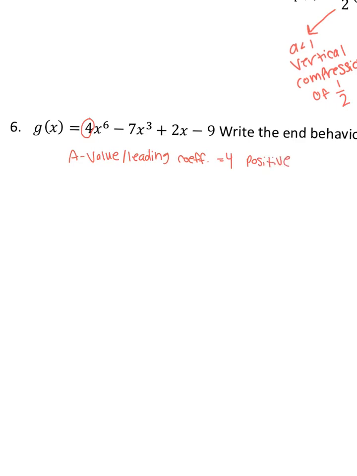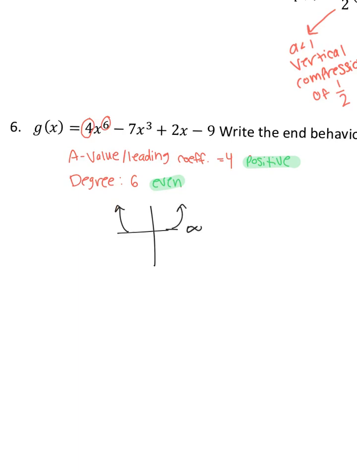And then I'm going to look at my exponent. That is my degree. If my degree is 6, that's an even number. So the words that I'm going to pay attention to here are positive and even. So an even graph, or an even polynomial, has both ends of the graph pointing in the same direction. So I know that they're either going to both be going up or both be going down. The fact that the leading coefficient is positive means that they are both going to be going up. So the ends of my graph are going to look something like this.